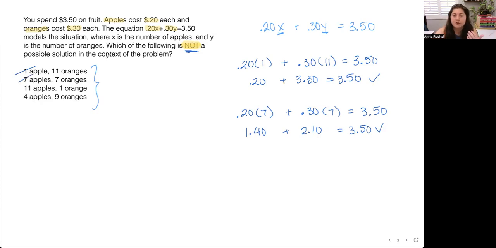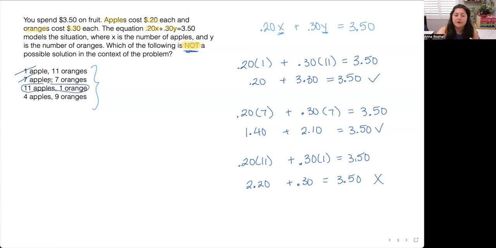So also it totally follows the story. Let's take a look at the third one. So I have 20 cents by 11 apples and 30 cents by 1 orange, decimal point. Does that equal $3.50? So this is going to be $2.20 plus 30 cents. That is in fact not $3.50. That is in fact $2.50. So we've just found our answer.